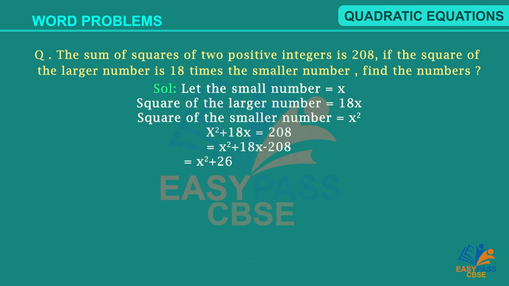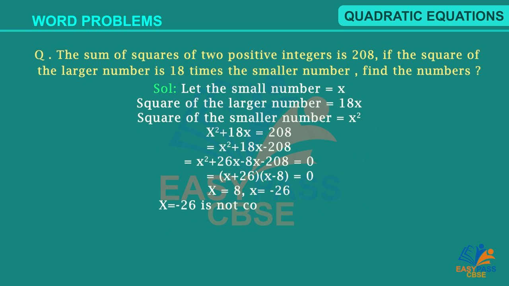So what is given? x square plus 18x is equal to 208. By solving it, you will get x is equal to 8 and x is equal to minus 26. x is equal to minus 26 is not a correct answer. So we take x is equal to 8.